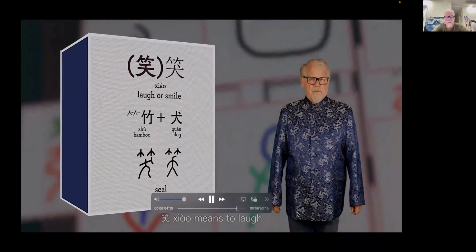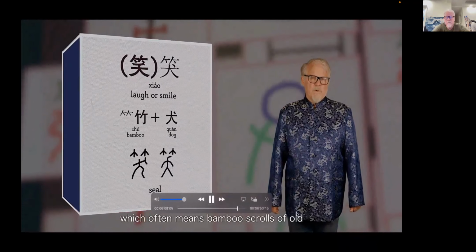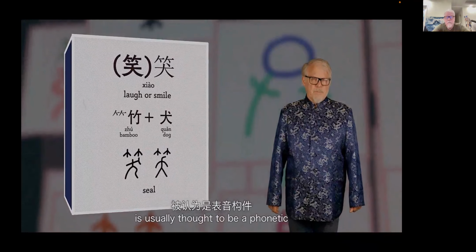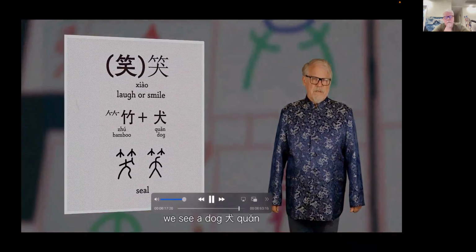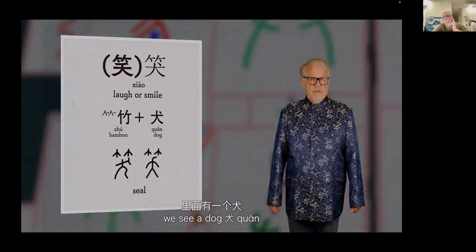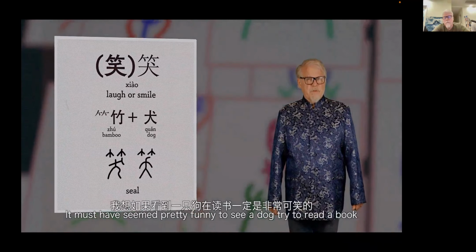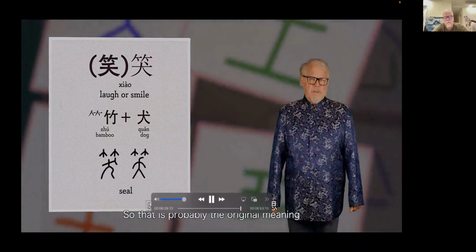Xiao means to laugh. Zhu means bamboo, which often means bamboo scrolls of old. Yao, meaning a young person, is usually thought to be a phonetic. But in older versions, we see the character dog, Quan. It must have seemed pretty funny to see a dog try to read a book, so it is probably the original meaning.